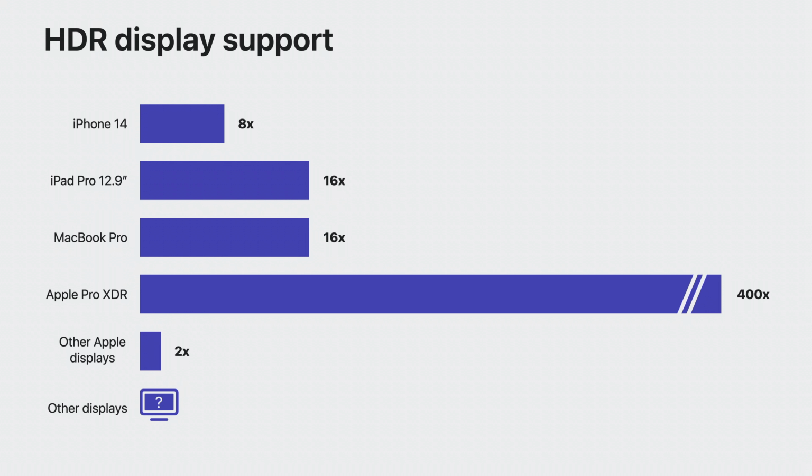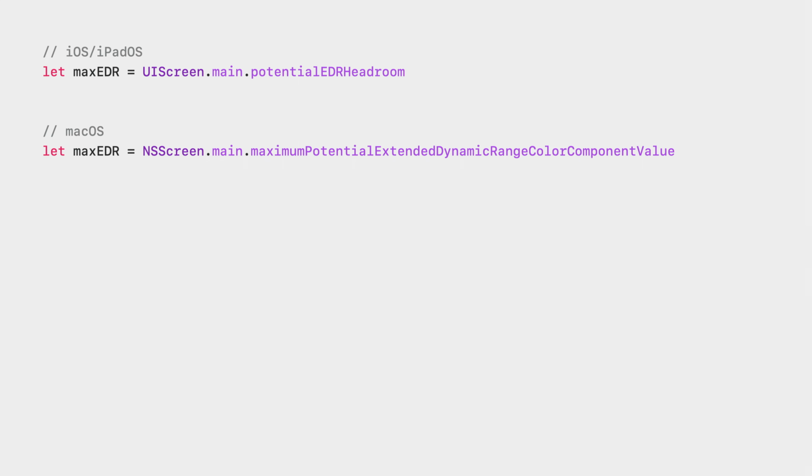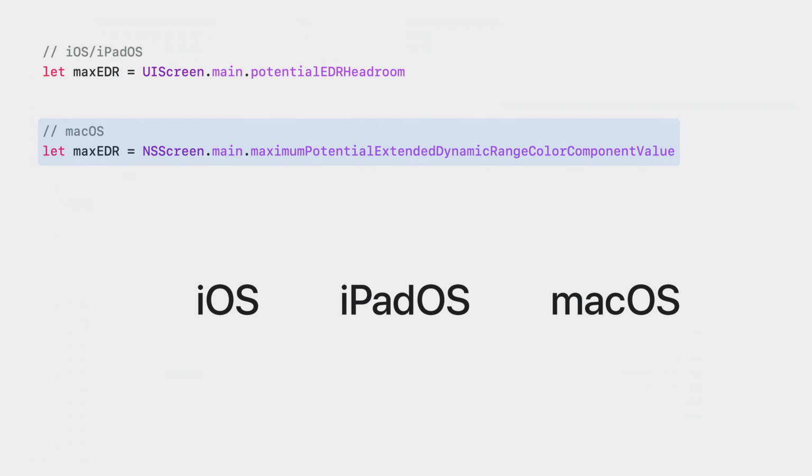There are also external displays with HDR capability that are supported. There is not an exhaustive list of these displays available. However, there is an API for you to determine the capabilities of the display your app is currently shown on. You can query the potential EDR headroom on iOS and iPadOS, and maximumPotentialExtendedDynamicRangeColorComponentValue on macOS to determine the capabilities of the display your app is appearing on.